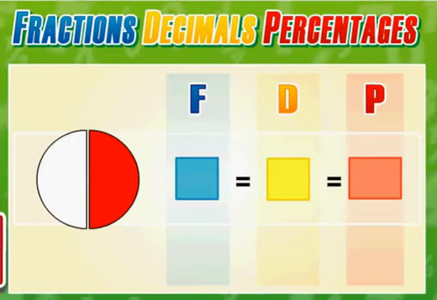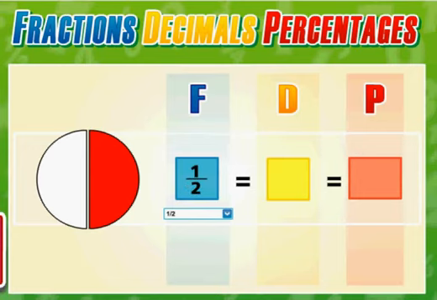Okay, today we're going to talk about fractions, converting those fractions into decimals, and then converting those decimals into percentages. If we look at this first picture, we can see that we have a circle that's been divided into two equal sections. One is shaded in red and one is left white. So I think we're all comfortable identifying the shaded in portion as 1/2.